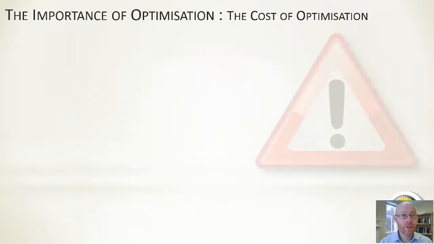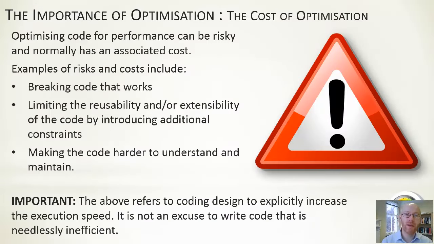There is a cost of optimization. If you introduce optimizations, you can see here on the screen the risk factors, or how it will negatively impact your project. The first one is breaking code that actually works. We'll have stuff that's been well tested and we can rely upon. If it's running too slowly and we make changes to it, we may introduce bugs into this, either easily spotted or ones that we'll miss.